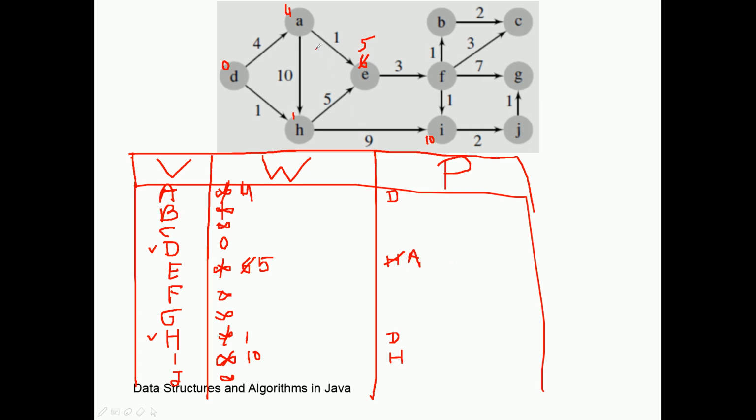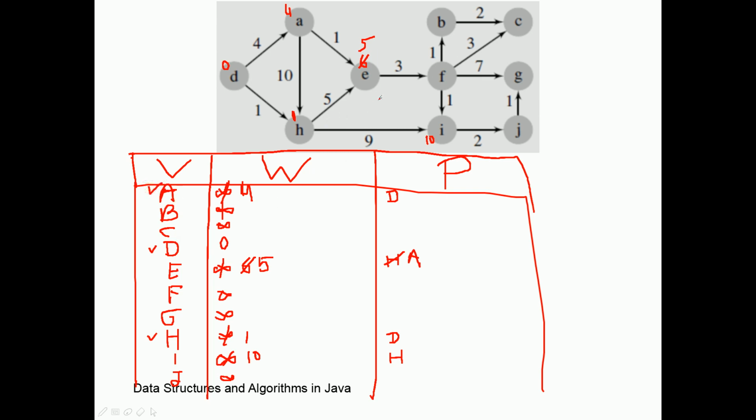And then from A I can go to H. It costs 14. I'm not going to update that. I'm going to leave it because 1 costs less. So the best way to go to H is through D. It will cost me 1. I'm not going to change that. Okay, and we visited A. Now A is done.